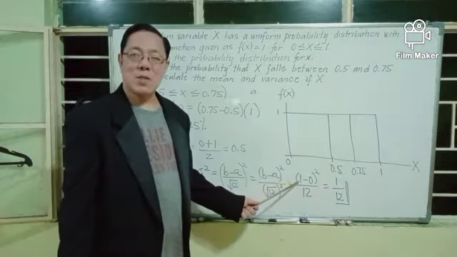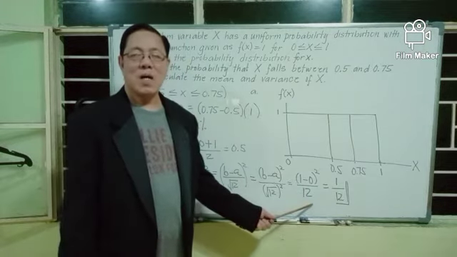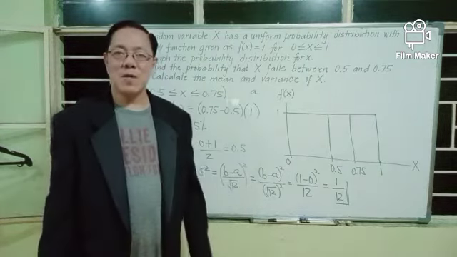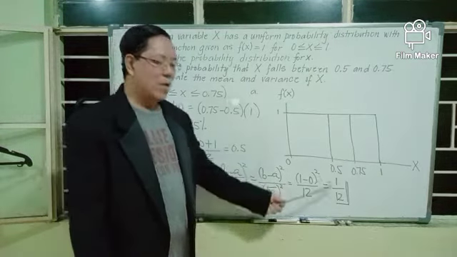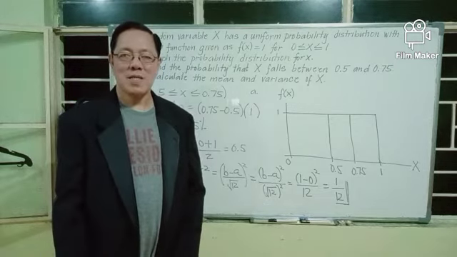One minus 0 is 1, and 1 squared is 1. Divided by 12. Therefore, the variance of the uniform random variable X is 1 over 12. And that completes the solution of our example 2.